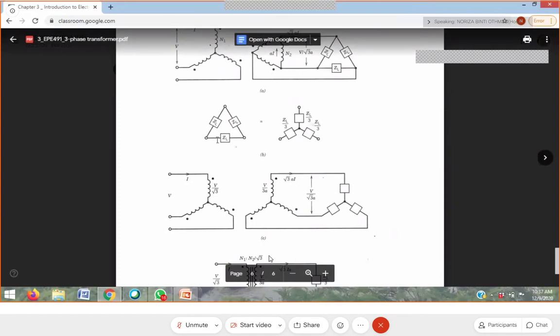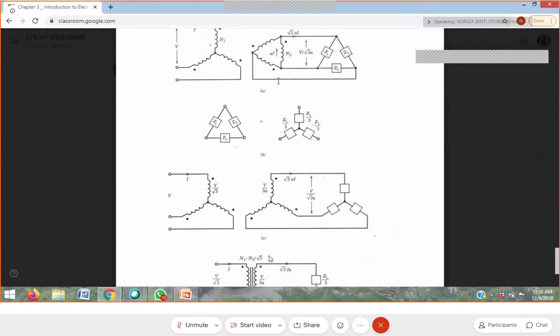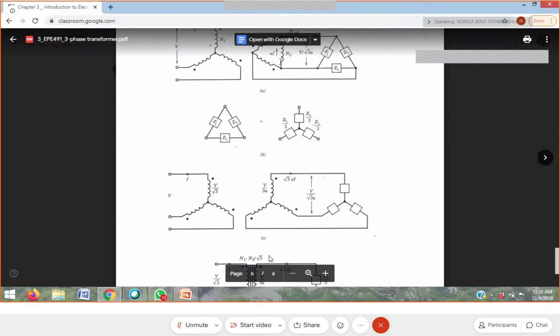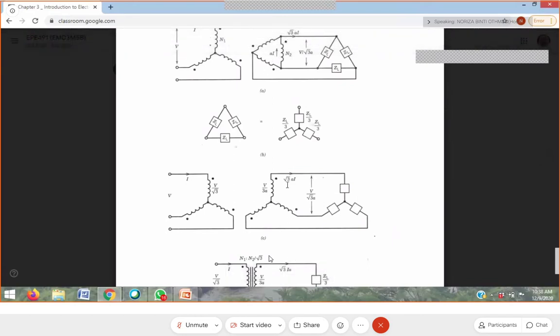Kalau Y, so dia guna je lah Y, Y connection. Tapi untuk delta, so dia akan jadi V over 3A. Okay, ini transformation from delta dekat secondary itu into Y. So dia akan jadi V over 3A. And then current dia equal to root 3 AI. Okay. And the voltage dia adalah V over root 3 A.